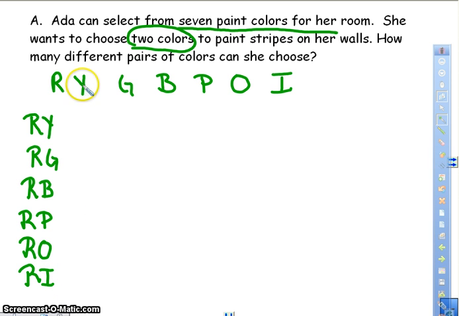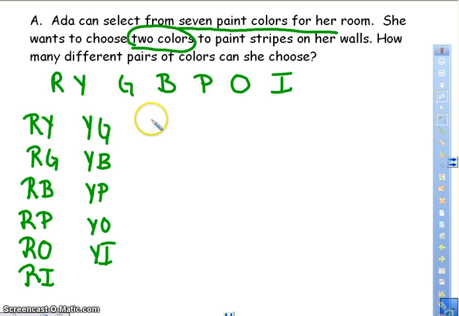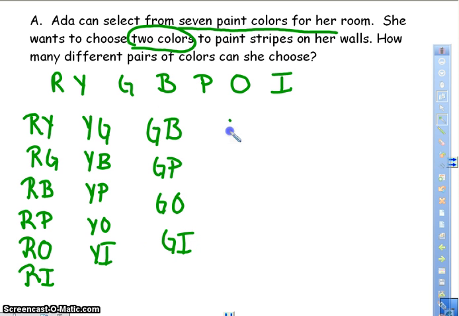Then I could do yellow. I already have yellow and red, so yellow and green, yellow and blue, yellow and purple, yellow and orange, yellow and indigo. Then I start with green. I already have green and yellow, and red and green, so I'll say green and blue, green and purple, green and orange, green and indigo. Then blue. I already have blue in those earlier ones, so blue and purple, blue and orange, blue and indigo.